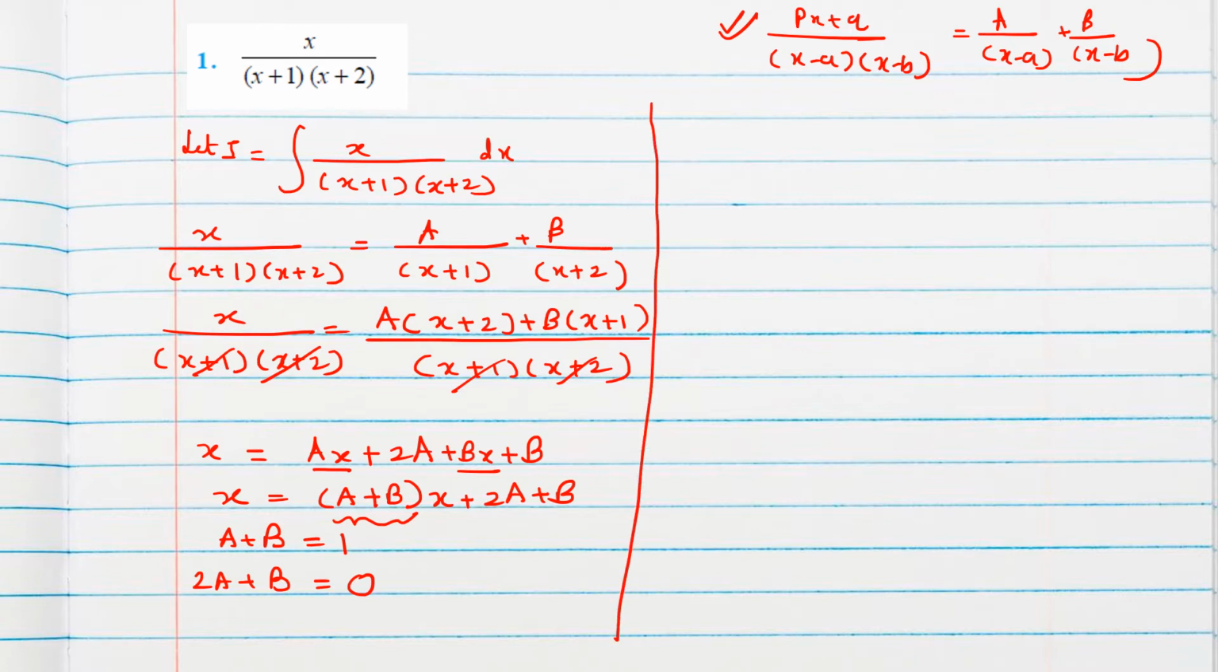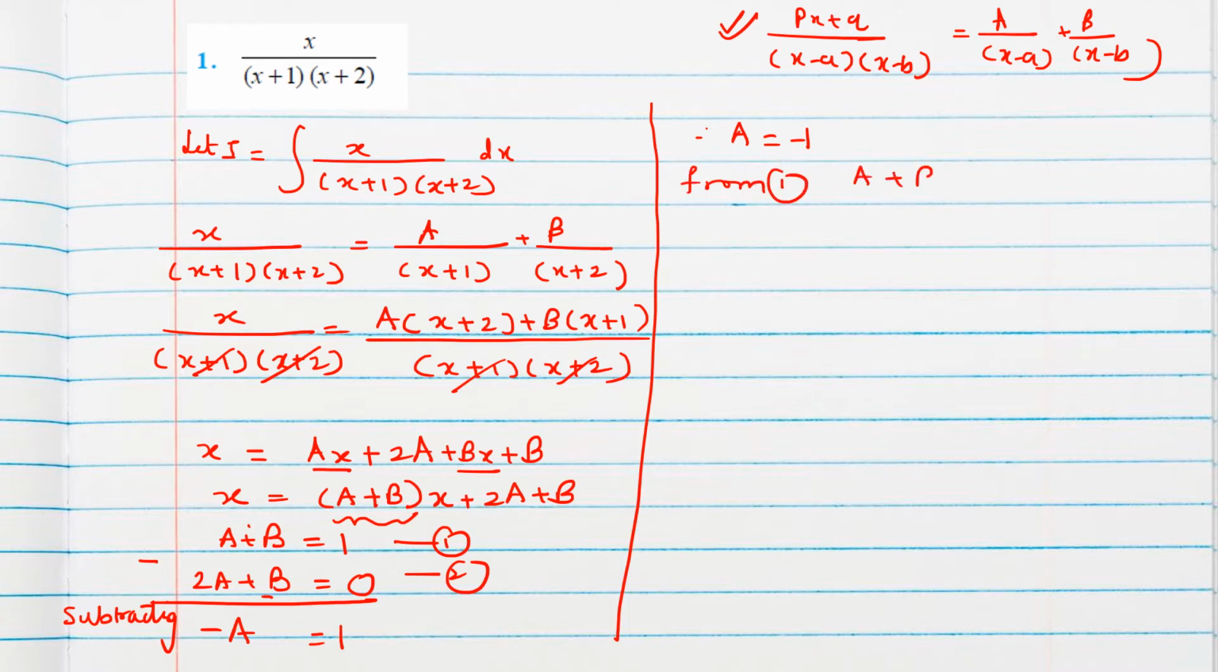Okay, now we can solve simultaneously to get the values of A and B here. Suppose we subtract. Okay, so minus A equals 1 we will get here, because this will get cancelled. That means A is minus 1. So in equation 1 we can put the value to get B. Okay, so from 1, A plus B is 1, A is minus 1, so B will be 1 plus 1, that is 2.